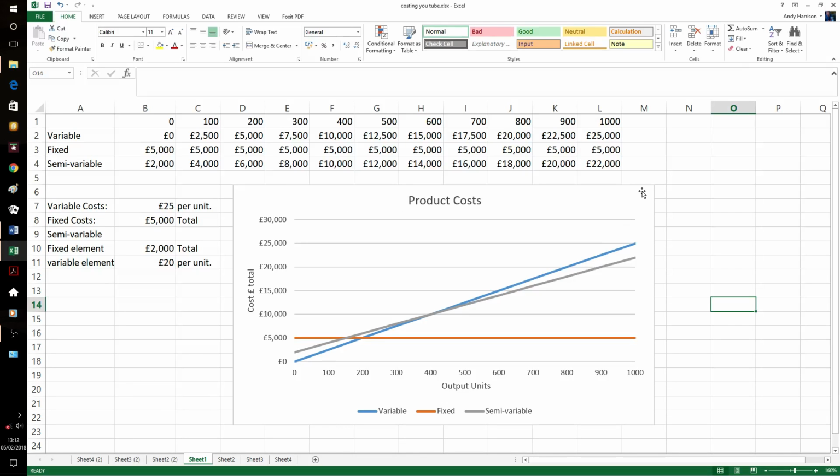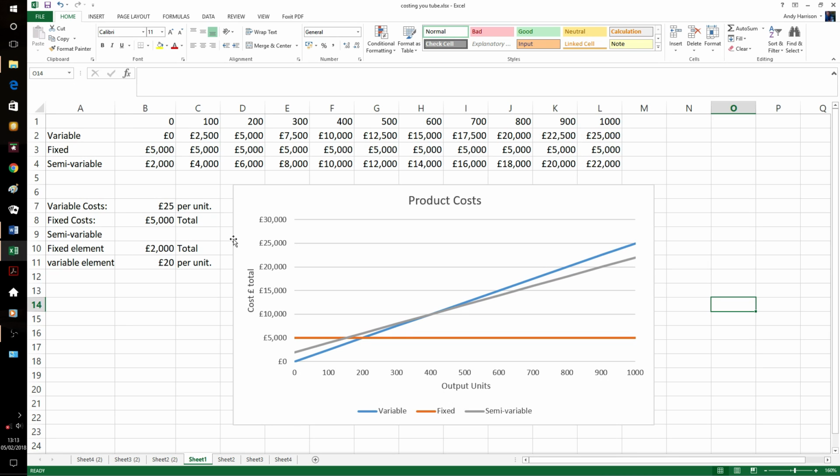So putting this onto a graph then, what we've got here is all three actually on the same graph. We've got different output levels going along the bottom and different costs. So our variable cost, the blue line, £25 per unit, starts off down here. 0 times 25 is 0. 1,000 times 25, that's what goes up to £25,000.